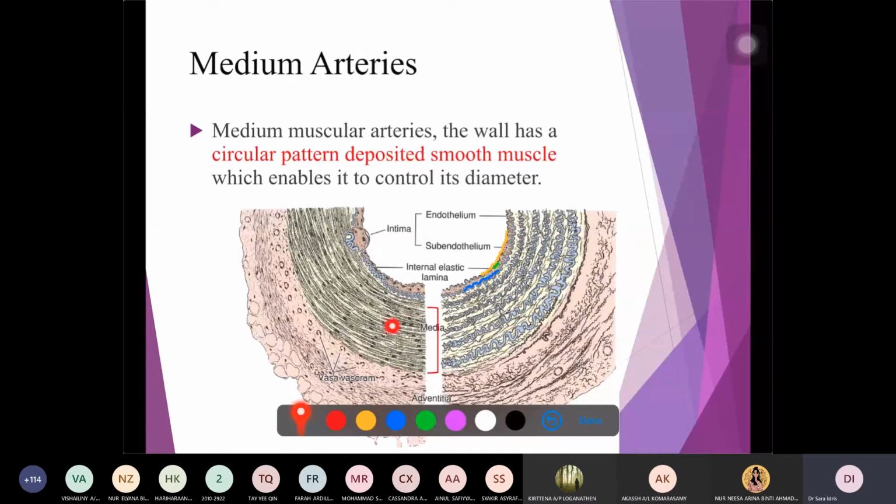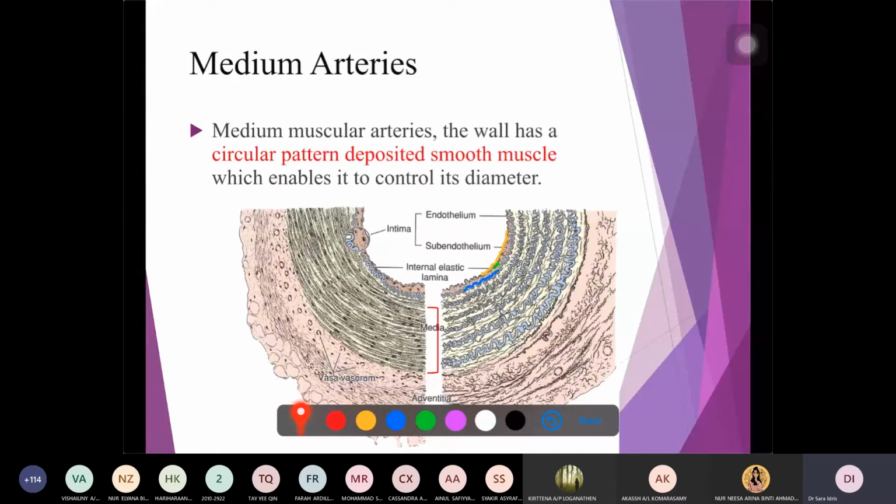And then here is your tunica media. In the tunica media, you can see a lot of smooth muscle. So this is a lot of smooth muscle in your tunica media of your muscular arteries. On the right here is a depiction of your large arteries. You can see a lot of elastic fibers here, and on this side you have a lot of smooth muscle. Smooth muscle in your muscular arteries does not really enable expansion, but it enables the arteries to vasodilate or vasoconstrict.